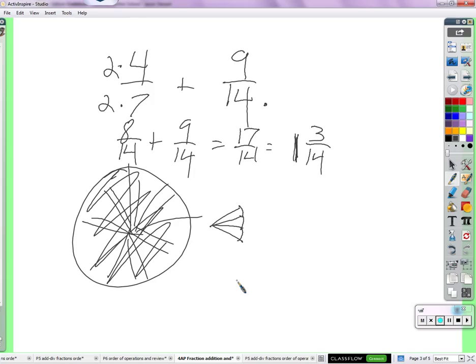So finding a common denominator, it's not a rule, it's not the law, it's not what you're supposed to do. It's making these pieces the same size as each other so that it makes sense to add them together. So if you ever add them together in the wrong way, I'm gonna remind you, we need a common denominator because the denominator is telling us how big the pieces are, and if we're gonna add pieces together, they better be the same size, otherwise it's not gonna make any sense.